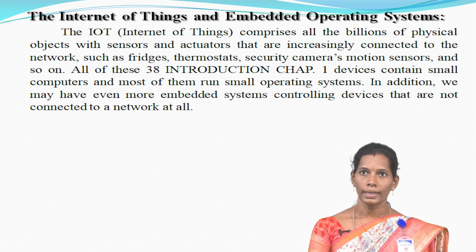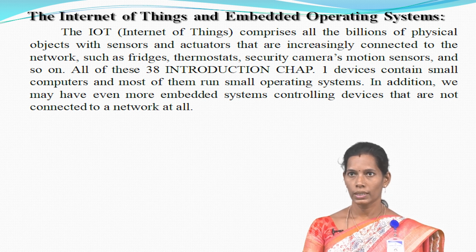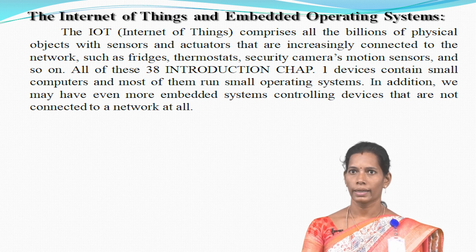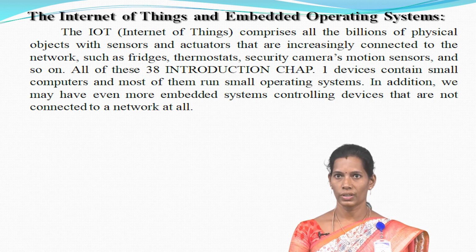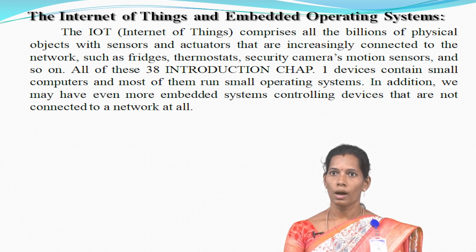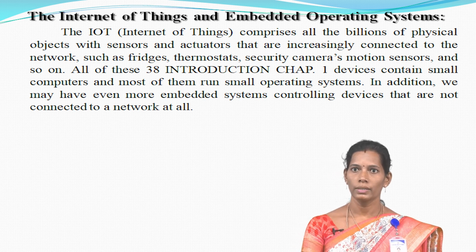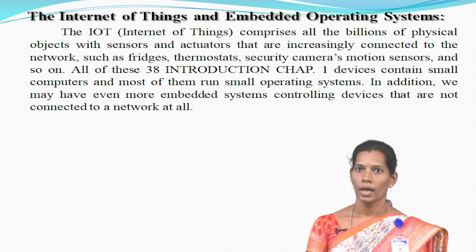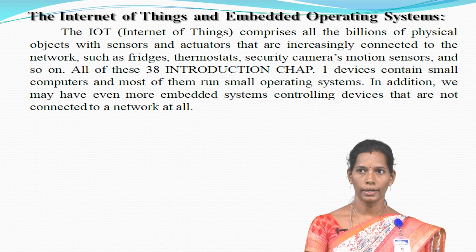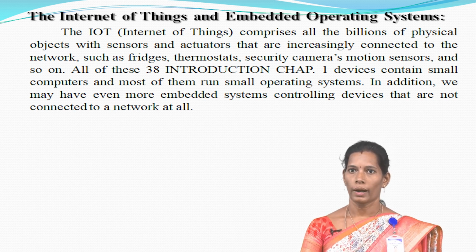The Internet of Things and embedded operating systems. The IoT comprises billions of physical objects with sensors, increasingly connected to the network, such as bridges, security cameras, motion sensors, and so on. All of these devices contain small computers and most of them run small operating systems. In addition, we may have more embedded-system-controlled devices that are not connected to a network at all. Examples include the traditional microwave oven and washing machine.